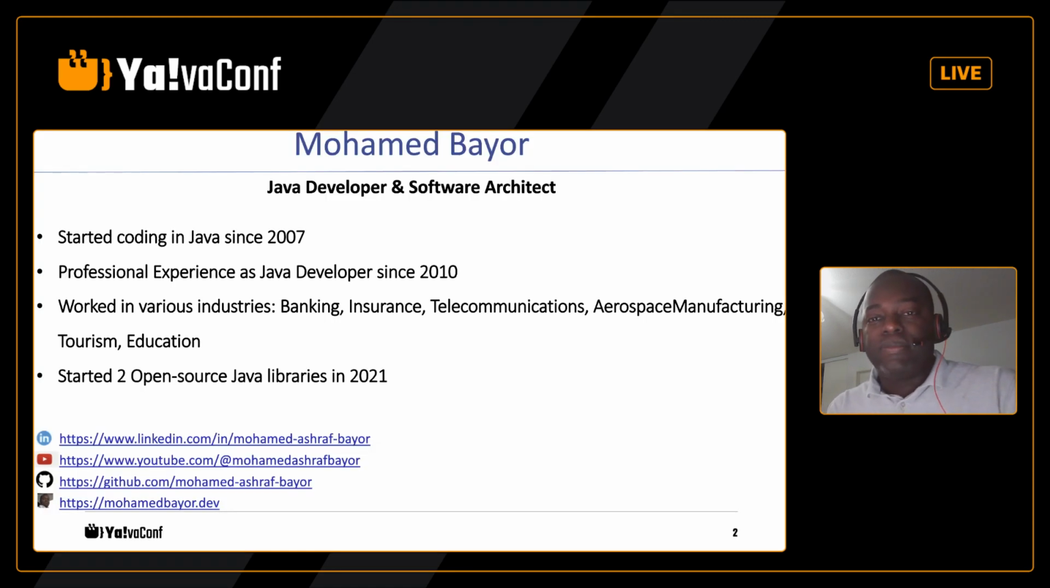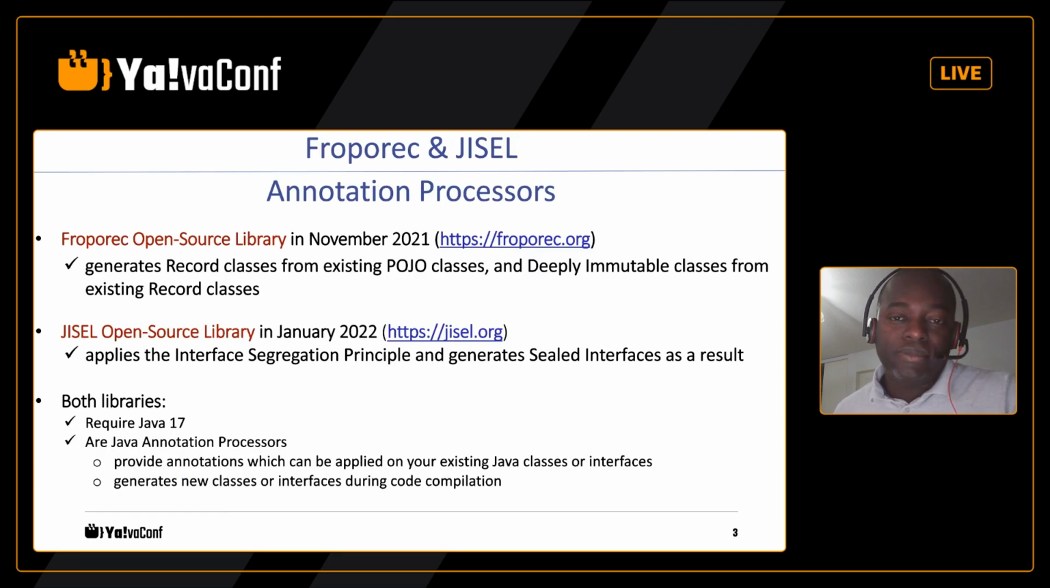My name is Mohamed. I am a Java developer and software architect. I wrote my first line of Java code back in 2007. And starting from 2010, I accumulated professional experience as a Java developer in various industries. In 2021, just after the release of Java 17, I also started two open source Java libraries, Foporec and Gisel. Both of these libraries function as annotation processors.